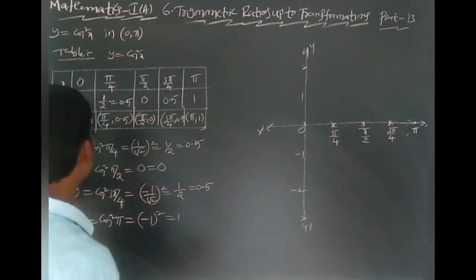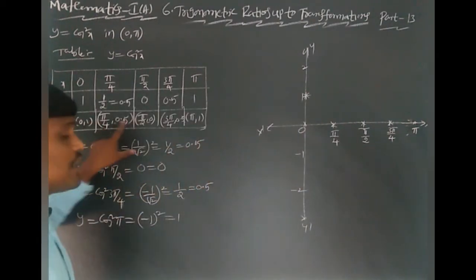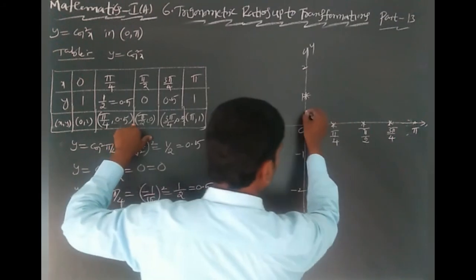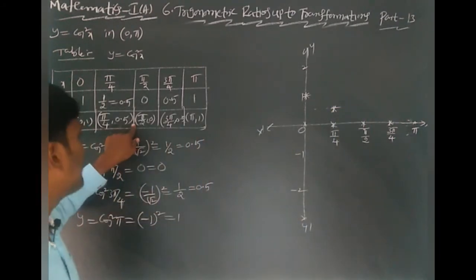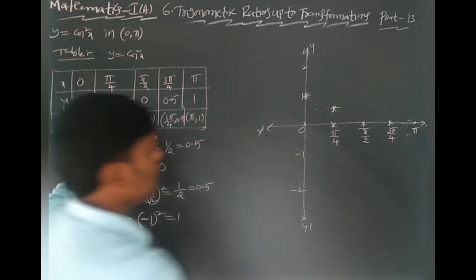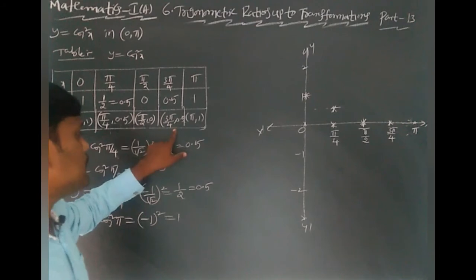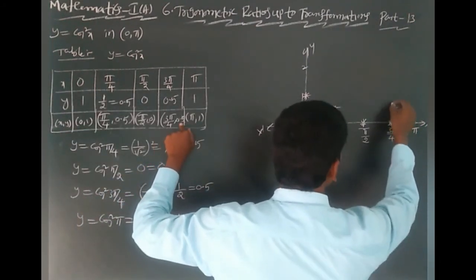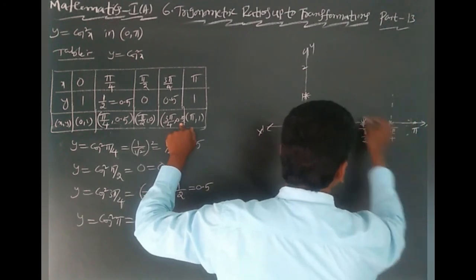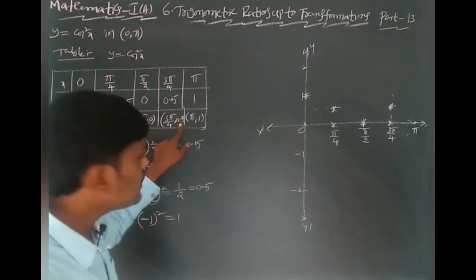Right. 0 comma 1, this is 0 comma 1. Pi by 4 comma 0.5, this is pi by 4 and this is 0.5. Pi by 2 comma 0, this is the value of pi by 2 comma 0. 3 pi by 4 comma 0.5, this is 3 pi by 4 and this is 0.5. This is the point 3 pi by 4 comma 0.5.